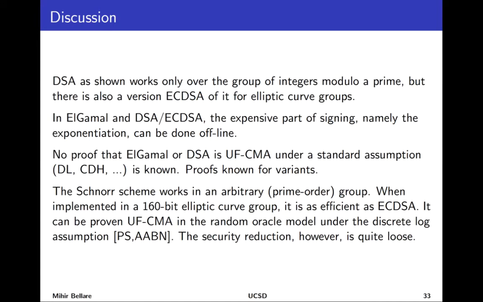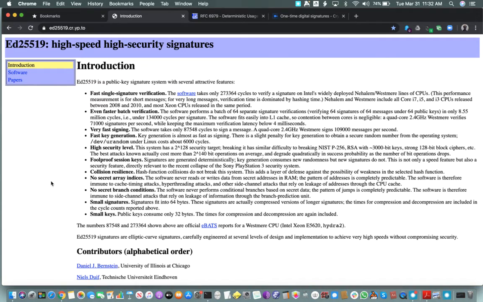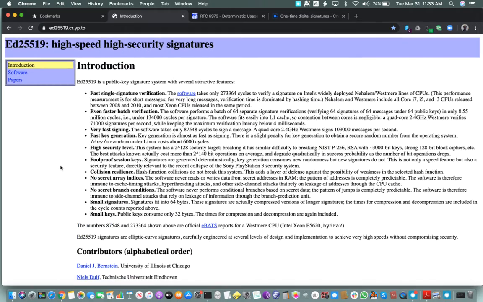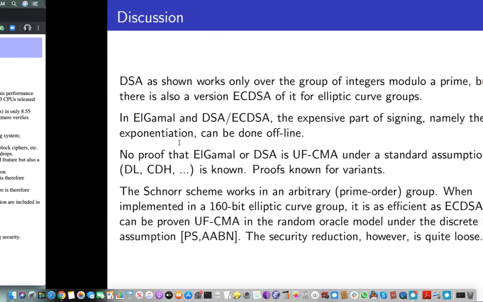There is another discrete log-based method for signing, which is very popular and well known. It's called the Schnorr scheme. And it's about as efficient as the ECDSA, and it does have a proof. And we could look at one place where that scheme arises. This is Ed25519, a very widely deployed signature scheme based on the Schnorr signature scheme. And this web page describes it and its various implementations. You can find software for it. You can find running times and all that. So this is a good reflection of how signing is actually done.